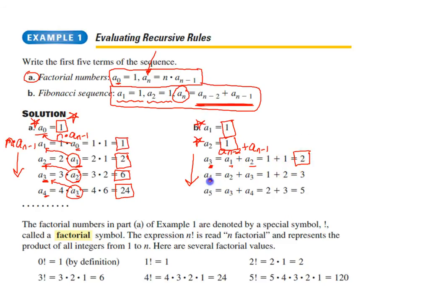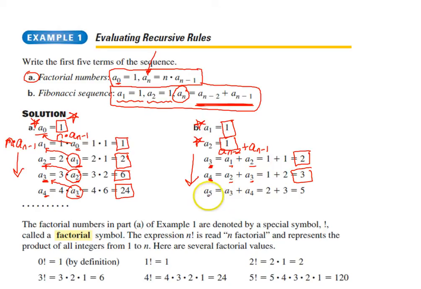Now, same thing for 4, except now we're plugging in 4. So put in 4. A sub 4 minus 2, 4 minus 2 is 2, plus a sub 4 minus 1, 4 minus 1 is 3. And again, you already know what these two are. A sub 2, come back up here, is 1. And a sub 3, come back up to 3, was 2. So 1 plus 2 is 3.